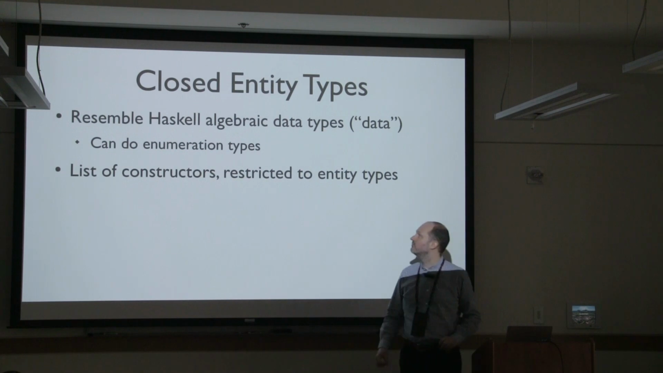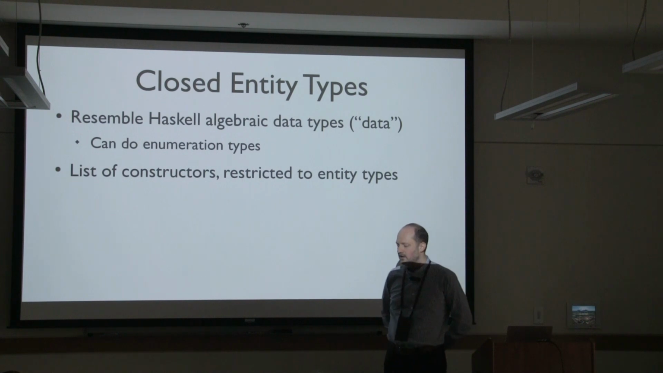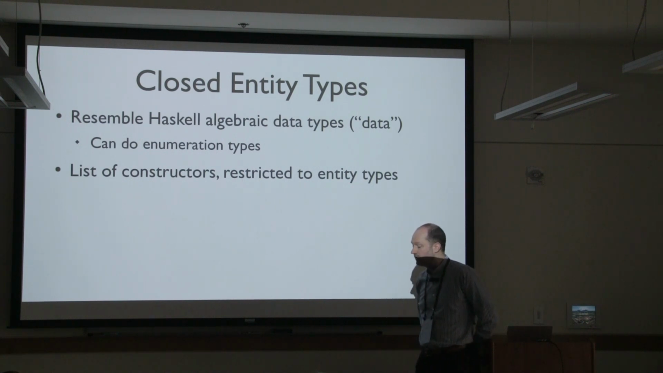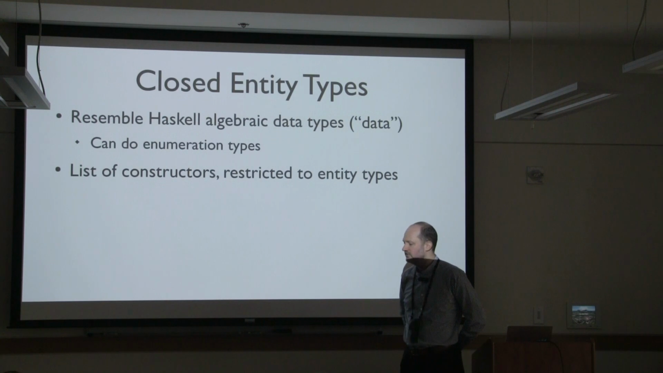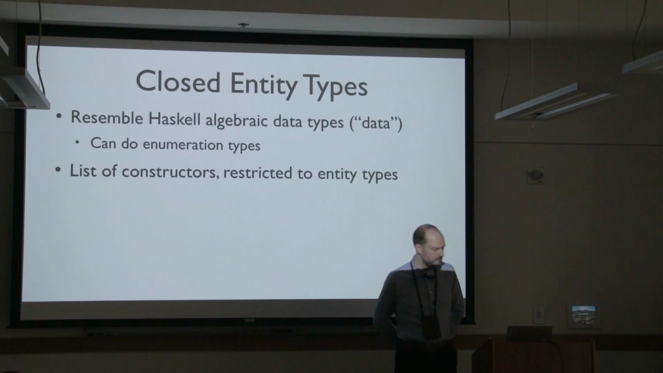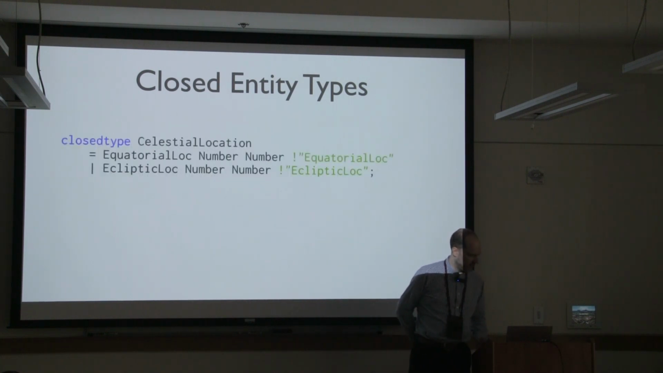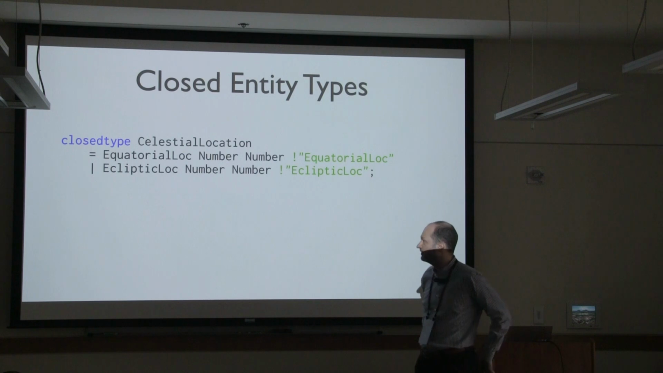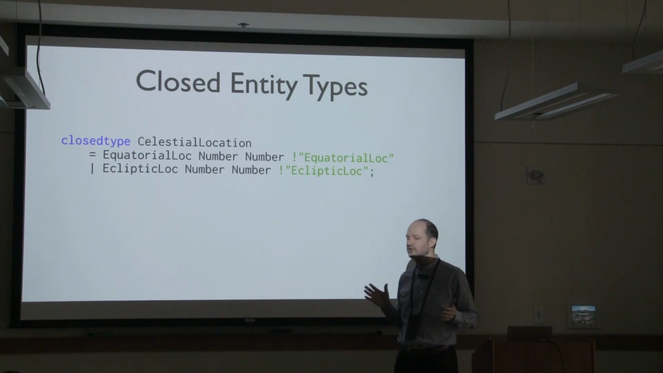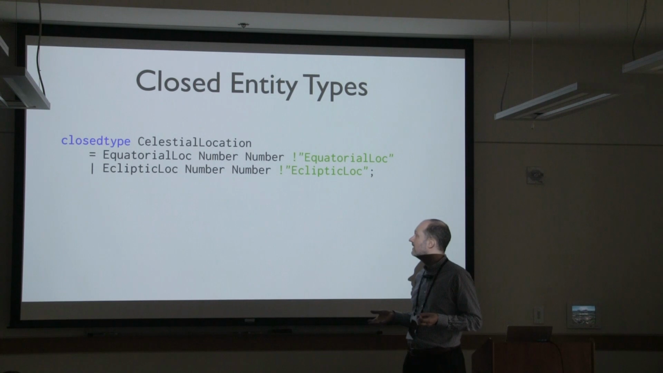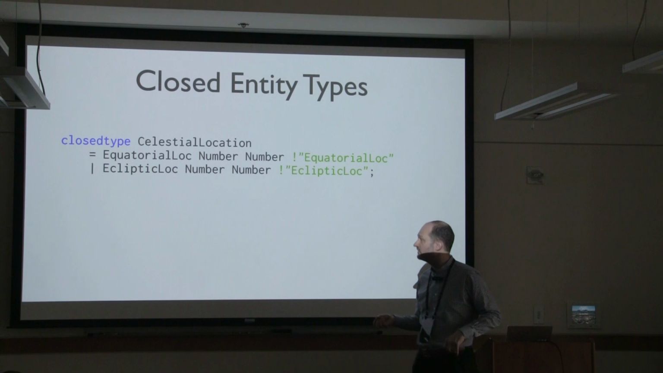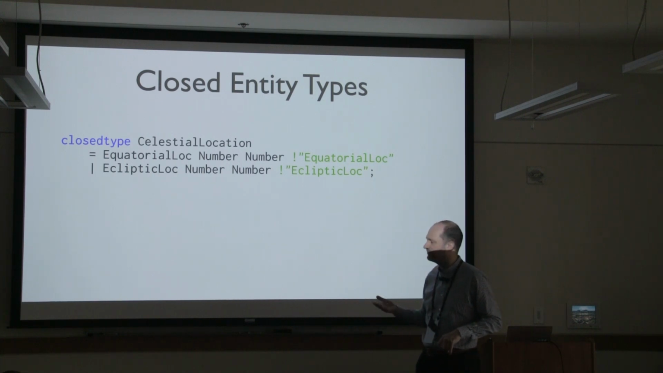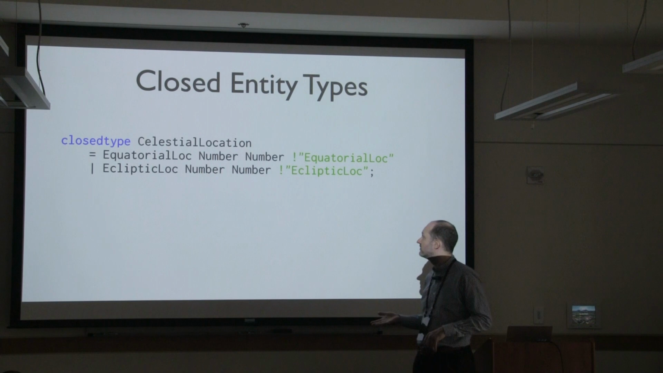So closed entity types resemble Haskell algebraic data types, similar to data. Each one is a list of 0 or more constructors, and each constructor has a list of 0 or more entity types. So here's an example. Supposing we're doing some sort of astronomy thing, and we want to talk about location in the sky. And there are two different ways we might refer to that. We might use equatorial coordinates, right ascension, declination, or whatever, or ecliptic coordinates.